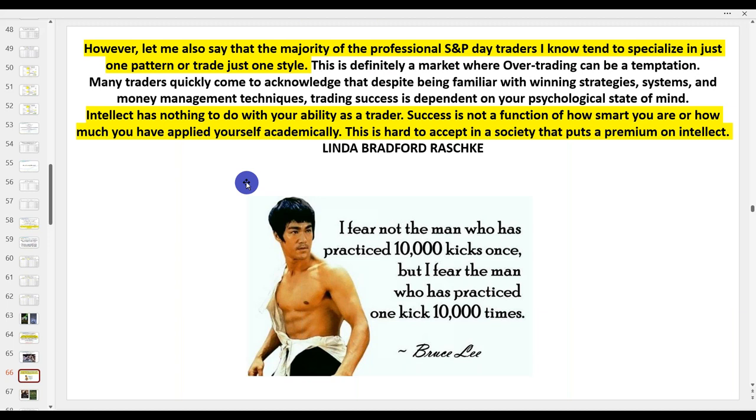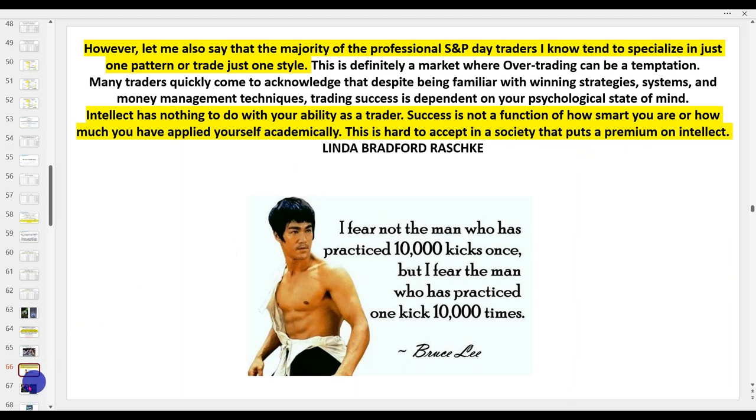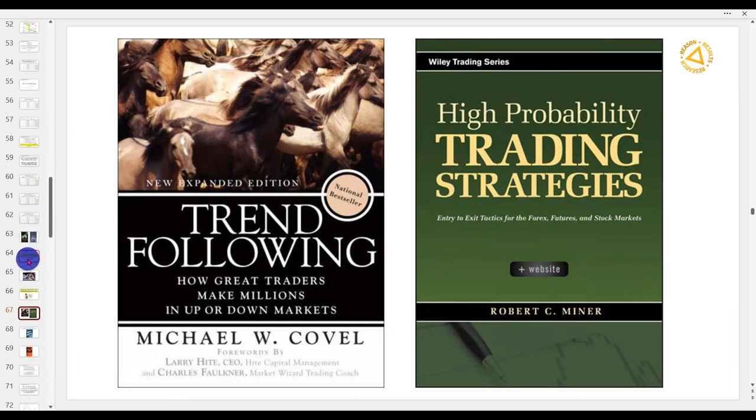Success is not a function of how smart you are or how much you've applied yourself academically. As a trader, it's hard to accept in a society that puts a premium on intellect. But what does make the difference is patience, waiting for the setup. So how are we going to do it?